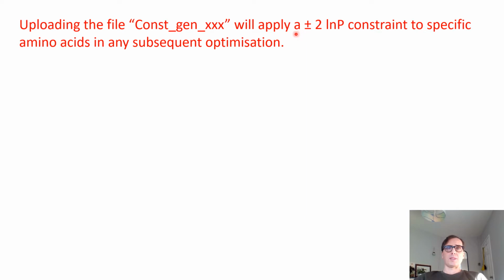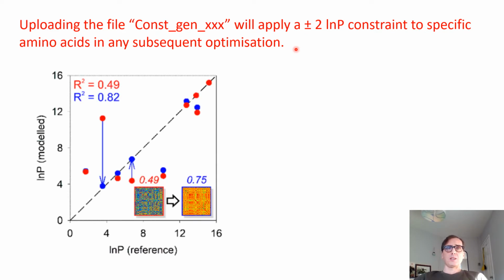We've done some testing, and this is based on our own experiments. Applying constraints to an optimization typically does have a really large effect on the optimization outcome. This can be seen here, where we have our reference LNP against the modeled or the optimized LNP, and applying a constraint to these data affects this change from red to blue. So we see this really large increase in the accuracy of the optimization.